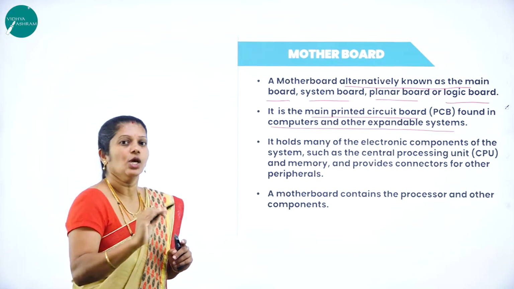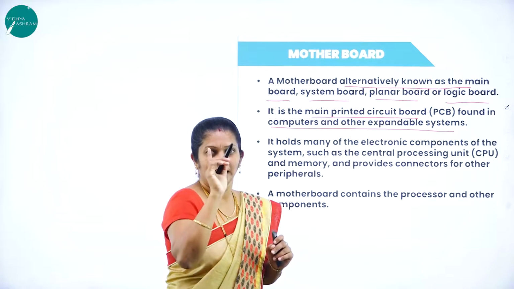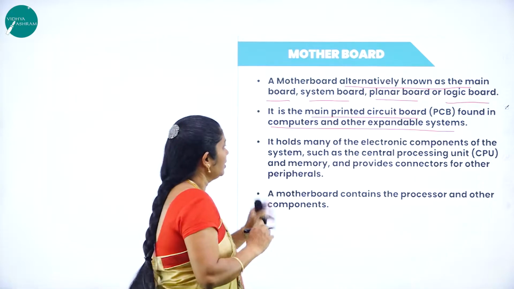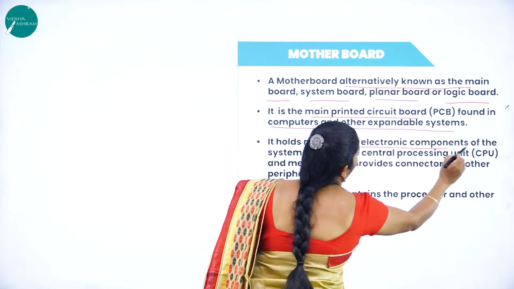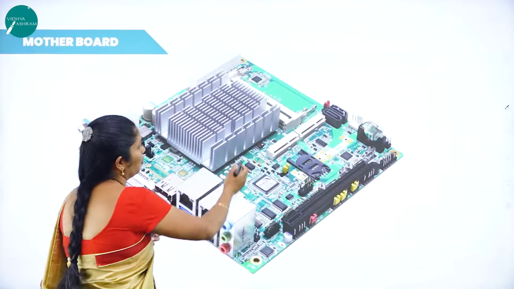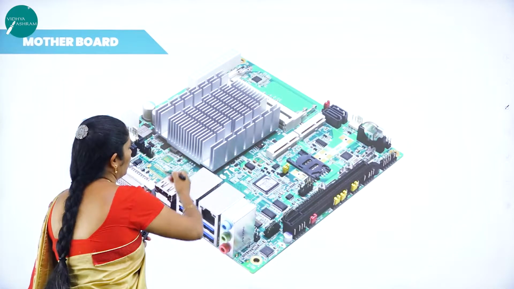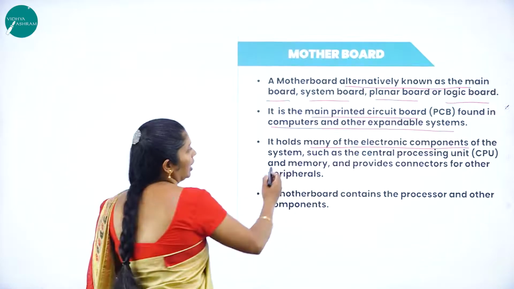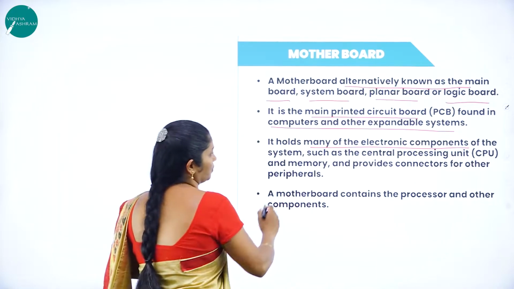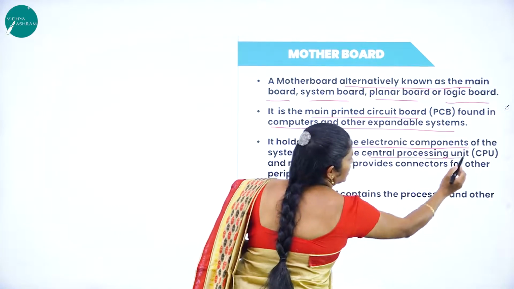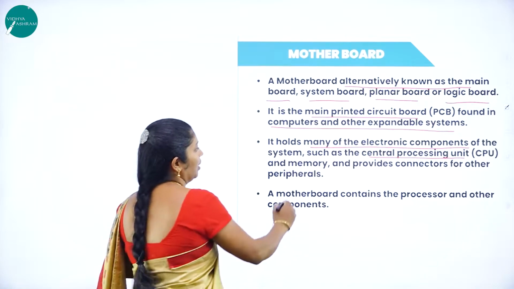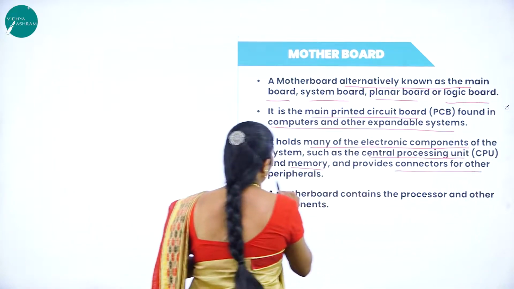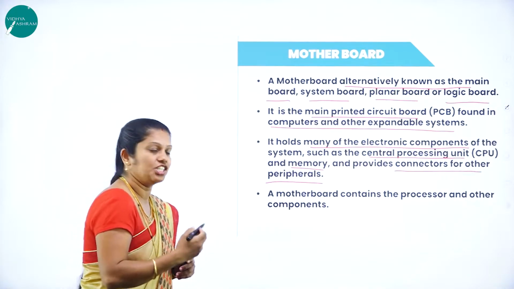In the exam, if they ask what do you mean by motherboard for 1 mark, then you have to mention it is the main printed circuit board in the system. It holds many of the electronic components, like SMPS, slots, ports, north bridge, south bridge. It holds the central processing unit, the memory unit for storage purposes, and provides connectors for other peripherals, so I can connect additional devices also.